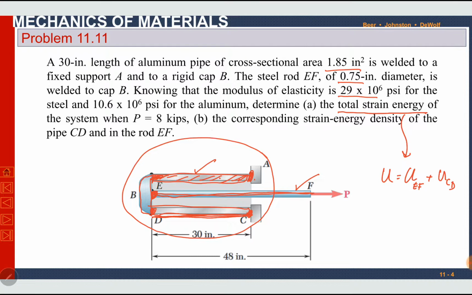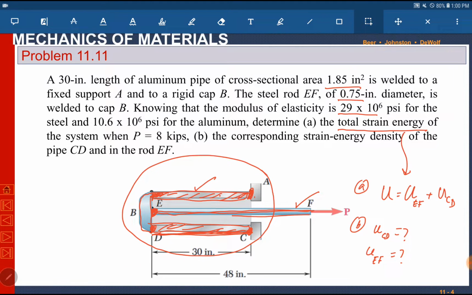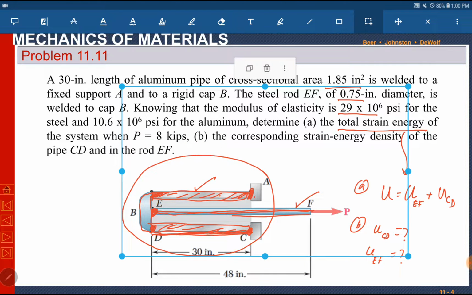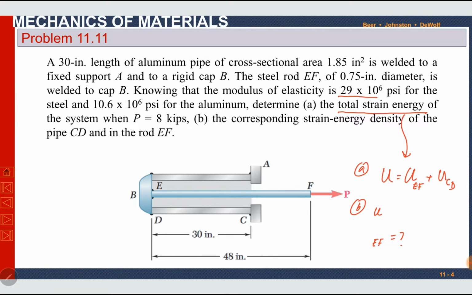In part B, okay, P is given here, 8 kilopounds. In part B, the corresponding strain energy density of pipe CD and rod EF. Strain energy density, small u, for this pipe CD is required and rod EF is required separately. It is similar to the previous problem. The statement is similar. Difficulty level is a little different. Okay. Here I want to discuss a few things before going towards solution.